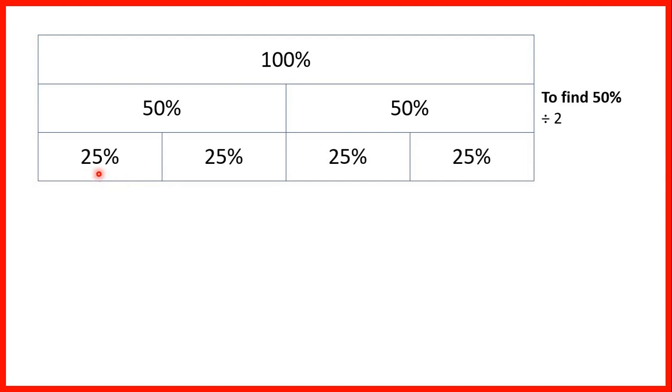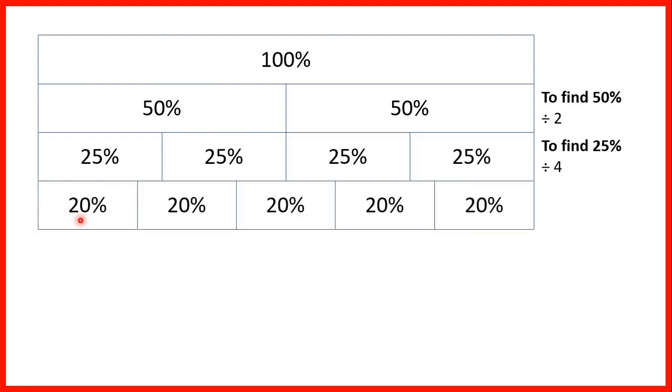Now with 25%, we can show a bar a quarter of the size of our 100% bar, because 4 quarters, or 25%, 4 times makes 100%. So if we need to find 25% of a number, we can divide by 4.